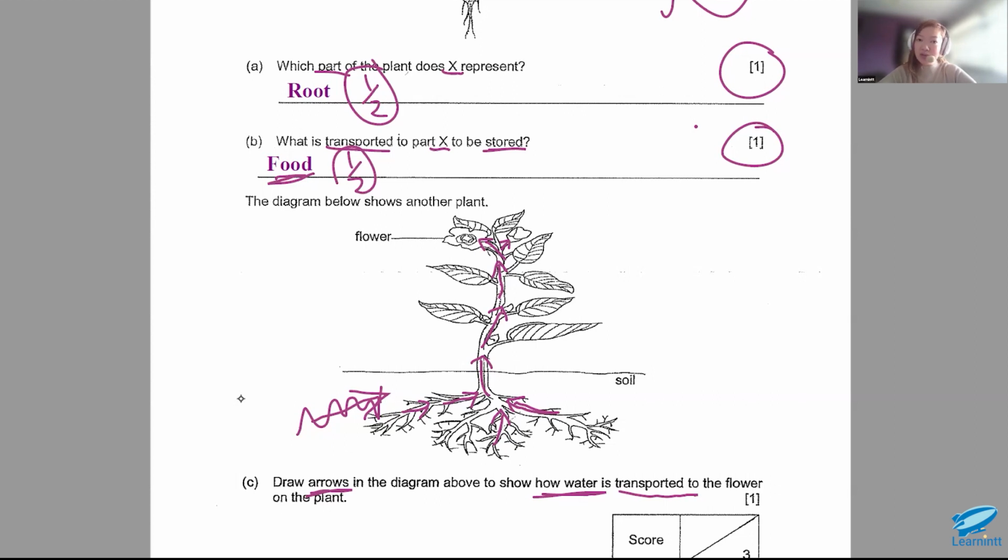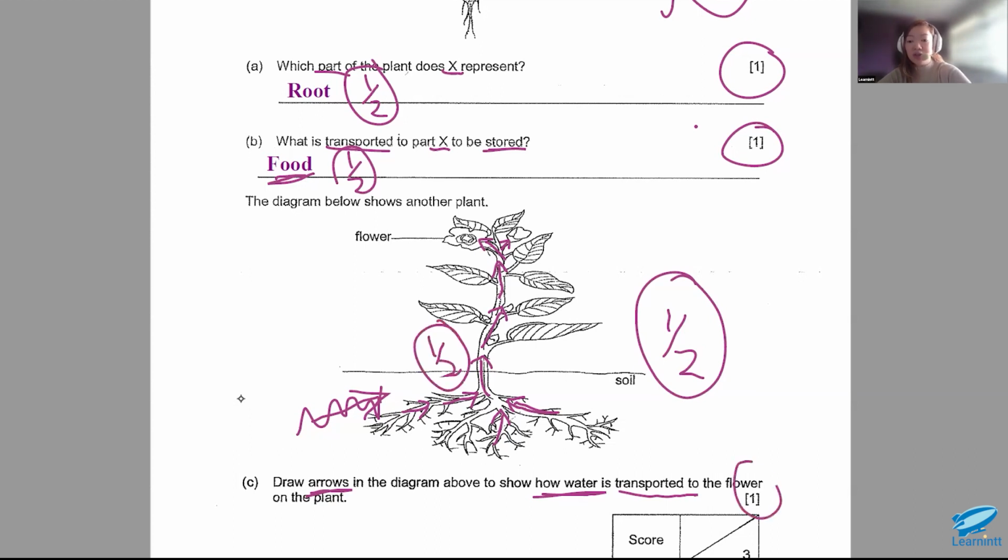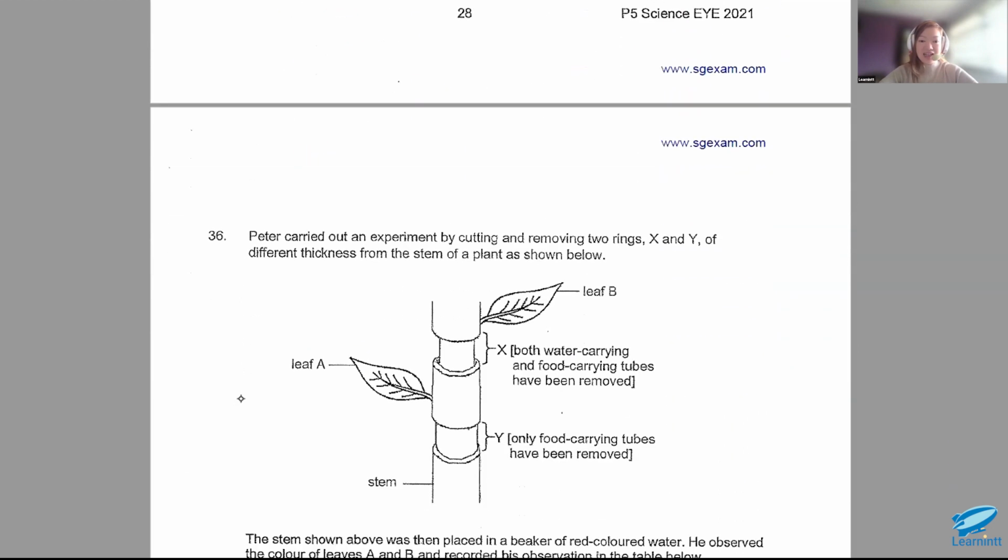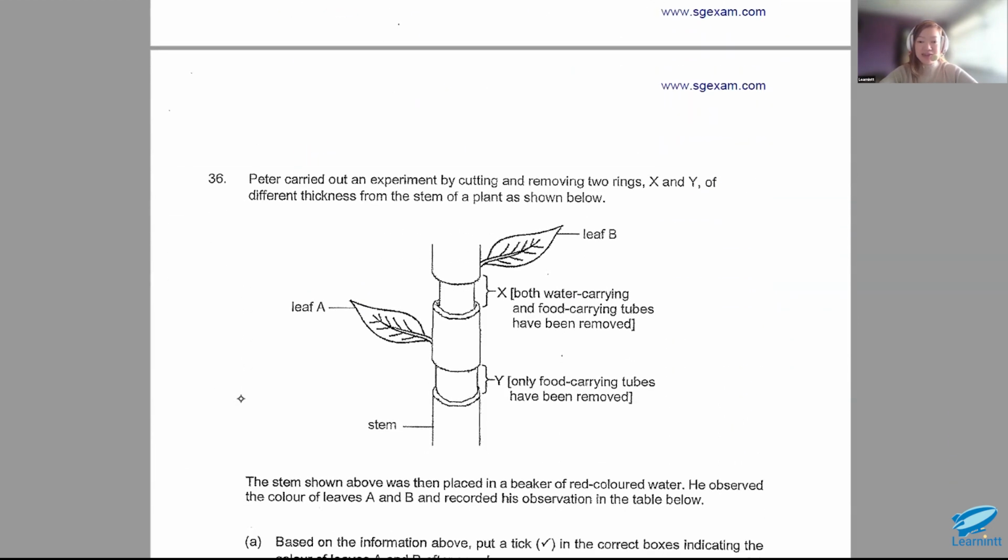If it's too small and too tiny, the teacher cannot see what is going on, you're not going to get a mark. So half a mark for knowing the functions of the roots and the stem because the water is traveling up. The other half mark would be you drawing the arrows. In total, 1 mark. This is a very commonly tested question.